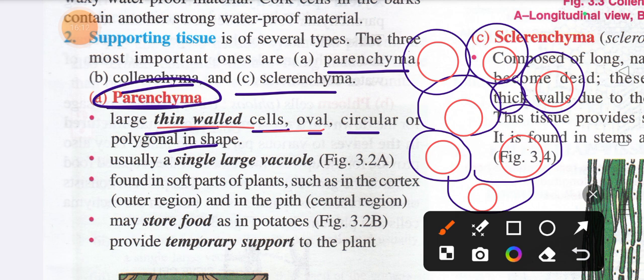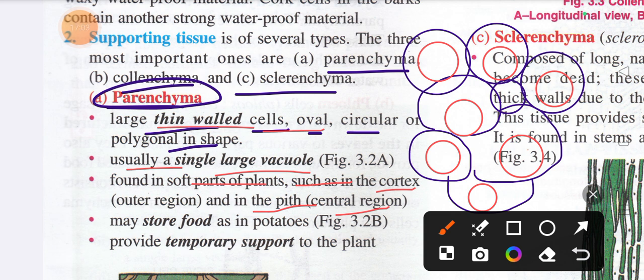They are circular, polygonal, or rectangular, whatever shape. Usually they have a single large vacuole, as I have shown you in this figure with the red pen. They are found in soft parts of the plant such as the cortex, the outer region, and in the pith, the central region. Where are these tissues found? In herbal plants, the stem is very delicate. There is one kind of unwanted weed that people literally eat.